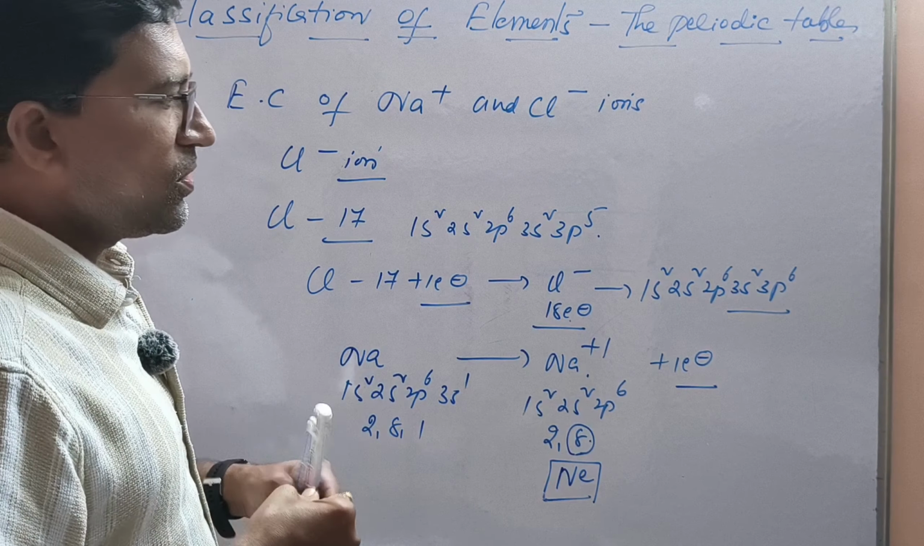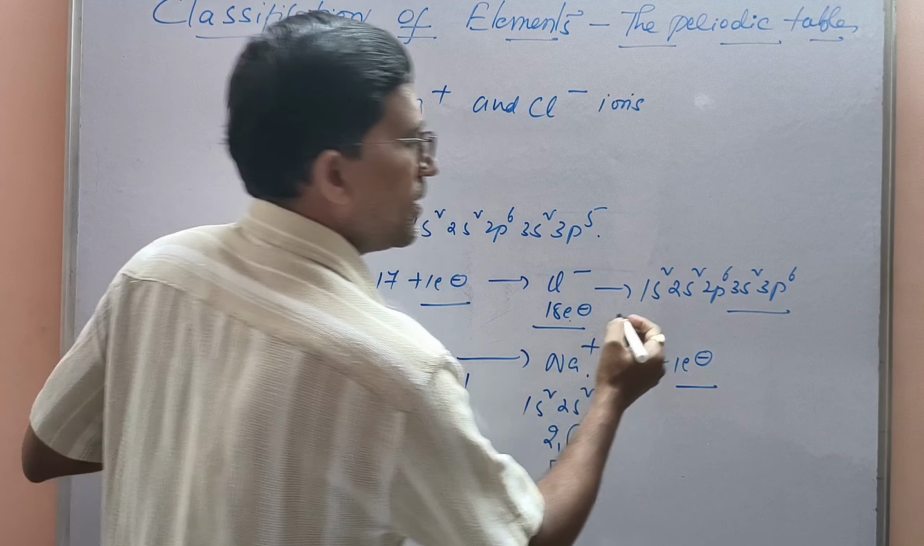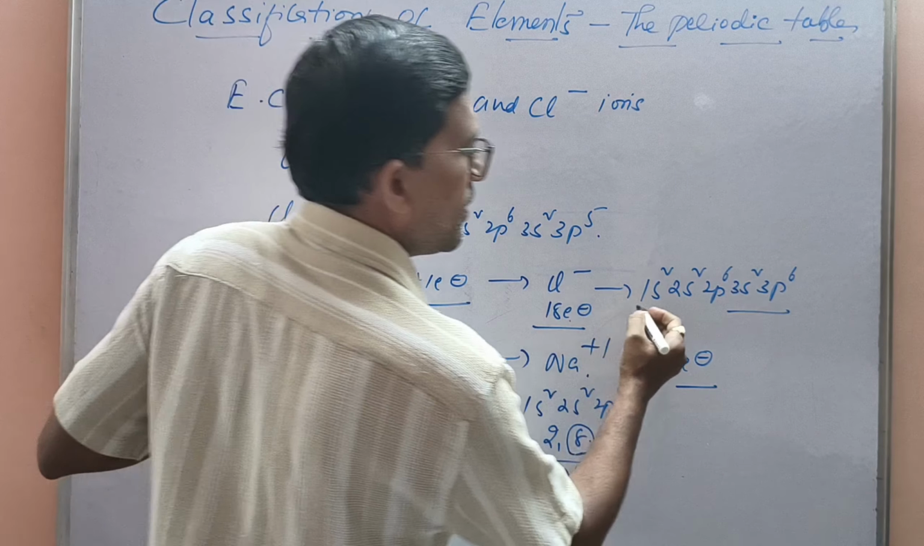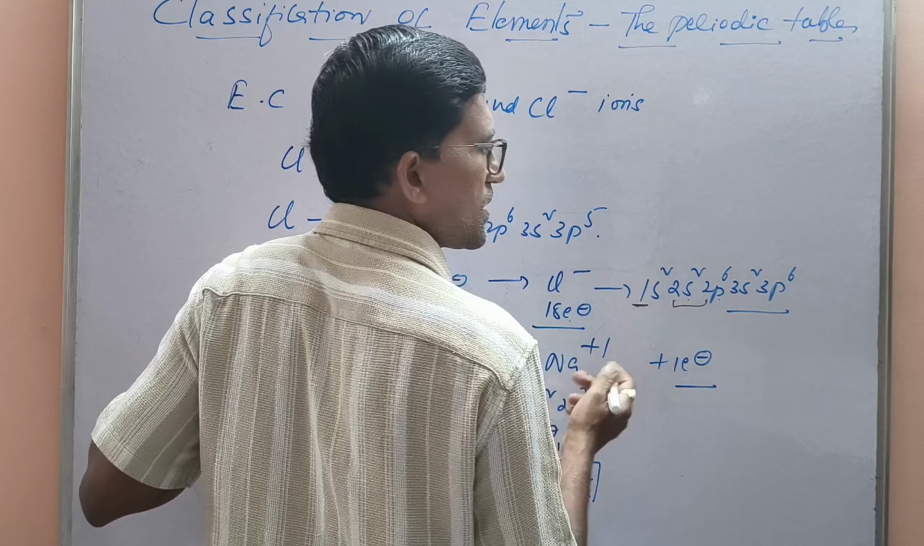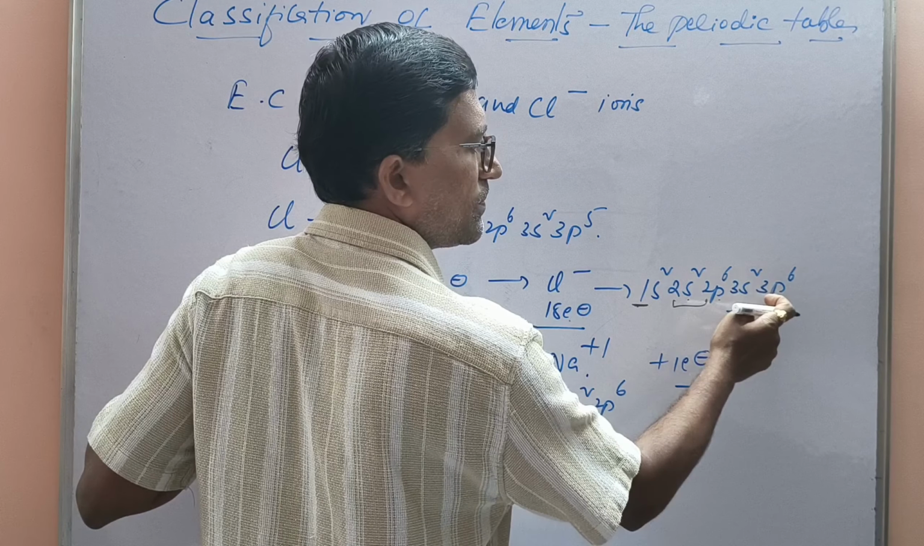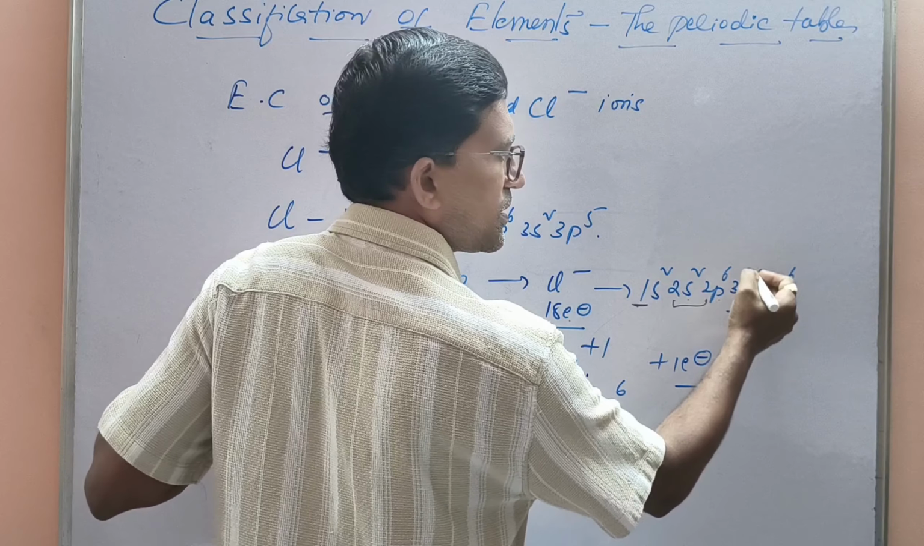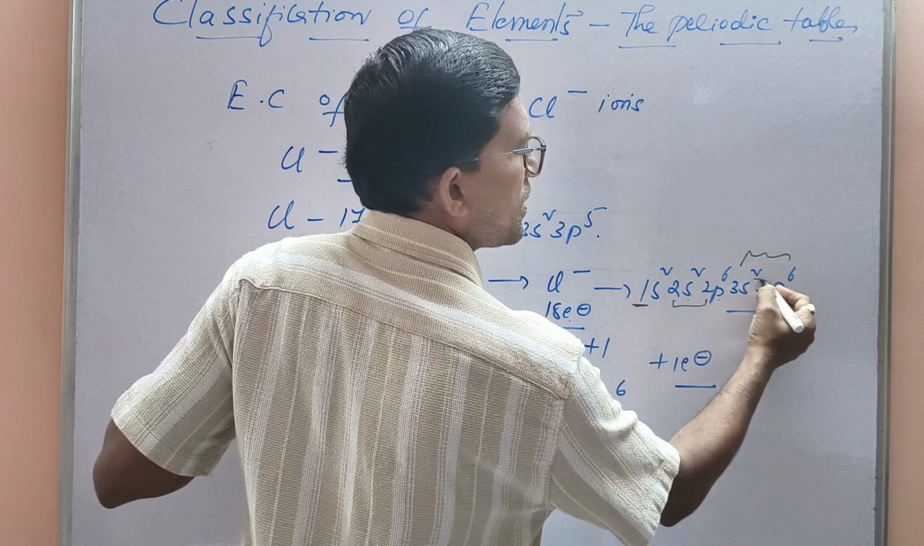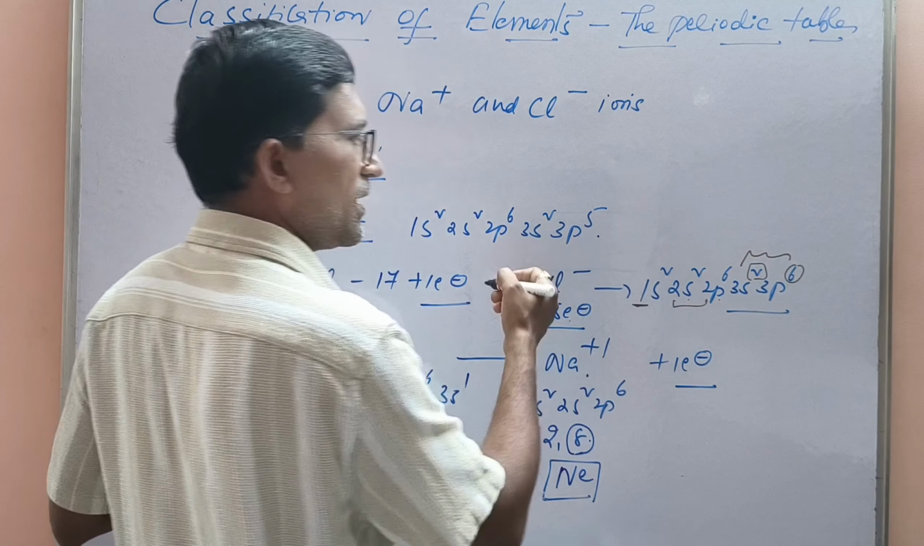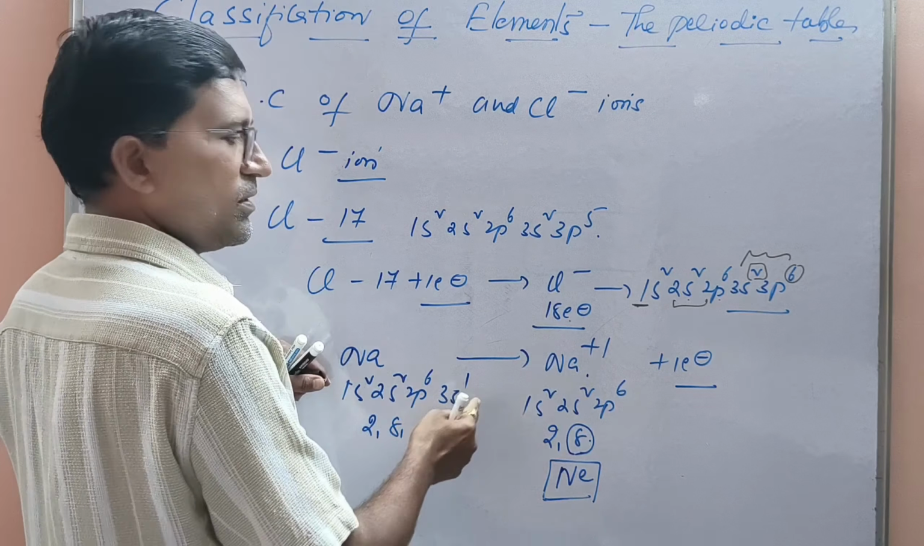Again, observe the last shell. The 1 in front of 1s is the first shell. In front of 2s and 2p we have 2, which is the second shell. In front of 3s and 3p we have 3, so this comes under the third shell. After adding 1 electron to chlorine, the 5 converts into 6. So the total is 8 electrons in the last shell.